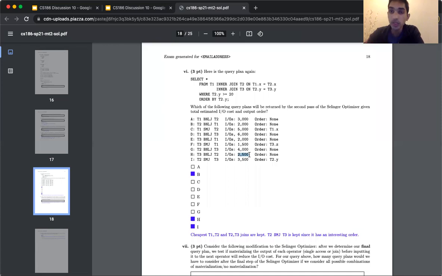And the only interesting order that we have is on T2.y because it's used downstream in the order by and in the where. So the interesting order that comes up is from part I, T2 SMJ T3, even though the IO cost is greater than H. So these are the only three things that are persisted.